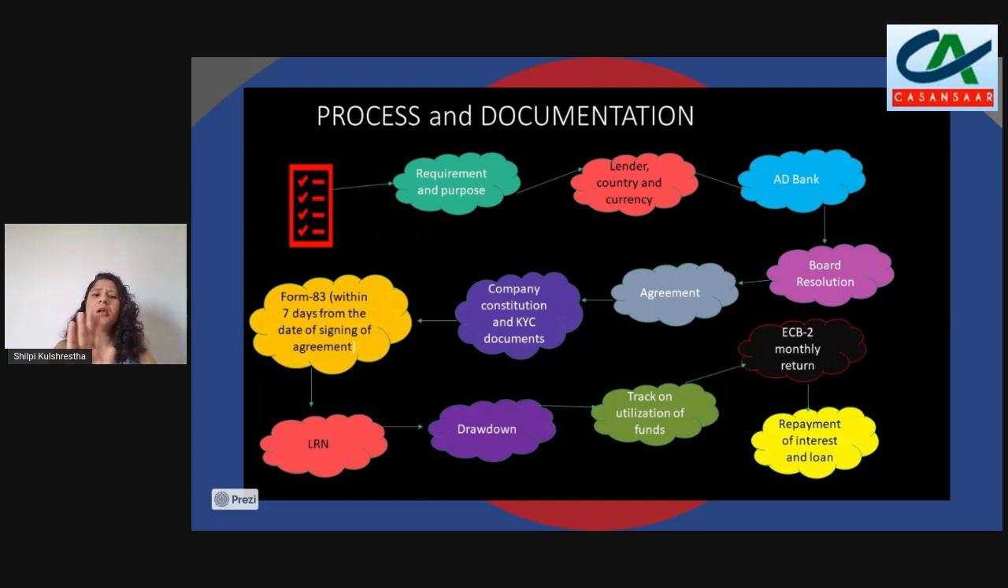Once drawdown is there, you need to track proper utilization of funds, so that you can check whether the company is actually using the funds for the right purpose, for the permitted end uses only. It's not the case that funds asked for the modernization of an existing plant can be used for working capital requirements. No, this should not be the case. So there should be a separate bank account where you can park that fund, and use it only for the permitted purpose, the purpose which you have written in your Form 83 application.